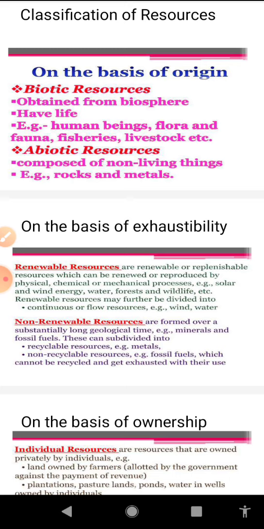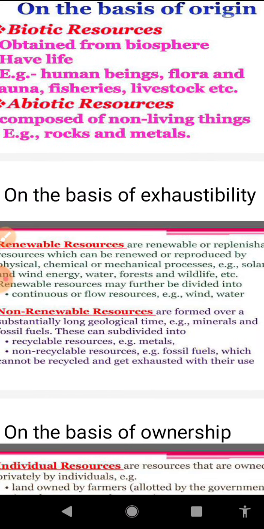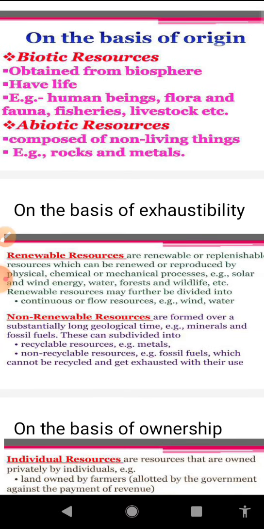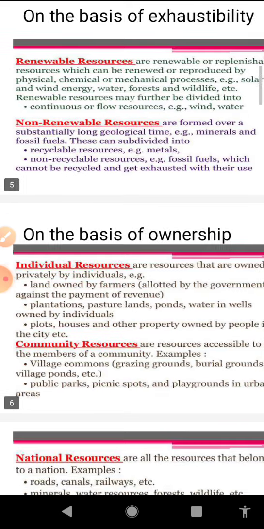Then non-renewable resources. Non-renewable resources are exhaustible in nature because the pace of formation, the process of formation, is very slow. It takes long geological time to form. You can take the example of fossil fuels. After consumption of fossil fuel like coal or petroleum, we have to wait for another million years to get a new reserve. So such resources are non-renewable resources.